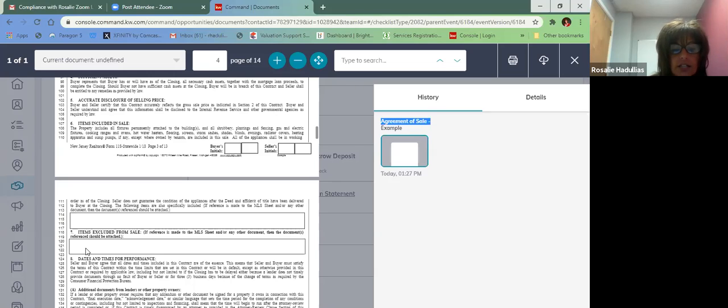Items excluded in sale, again, that would be pretty much up to the listing agent to put in there what's not being kept at the property.